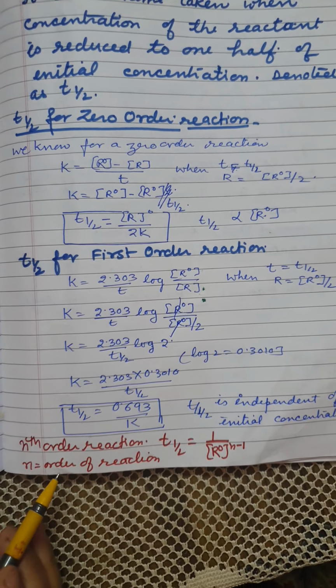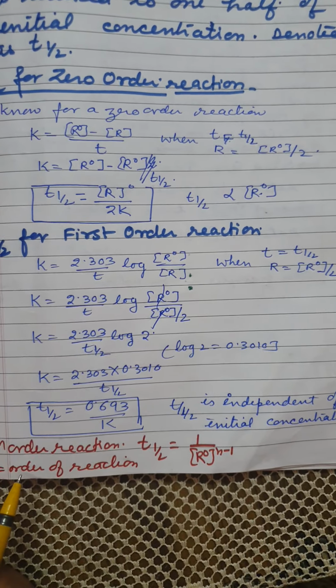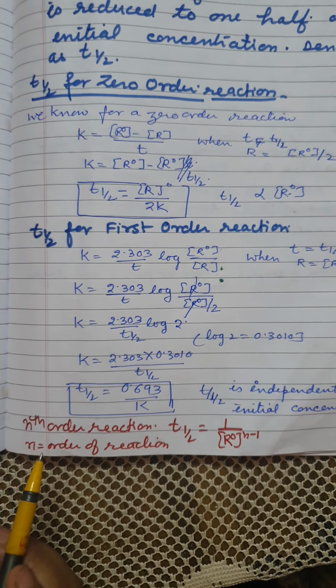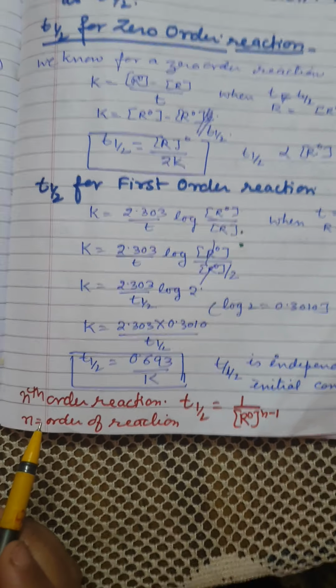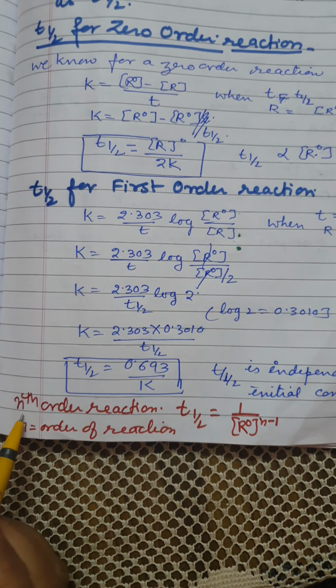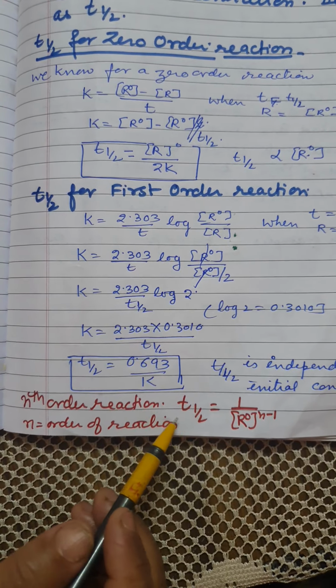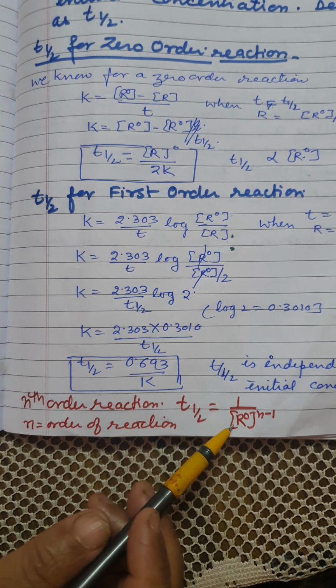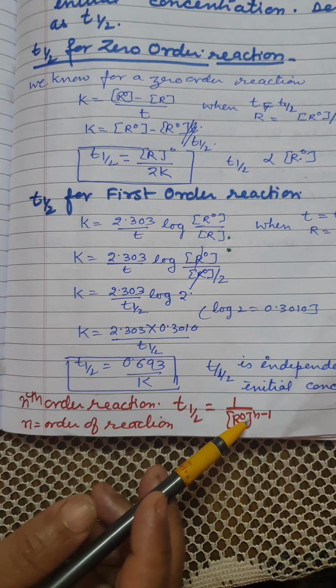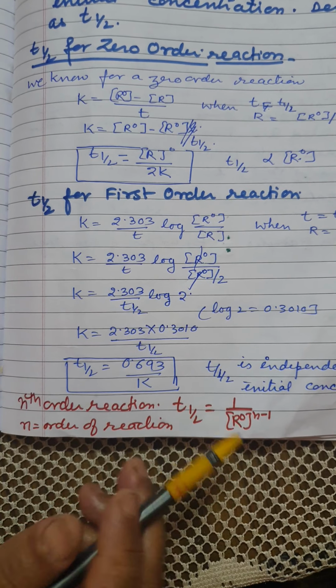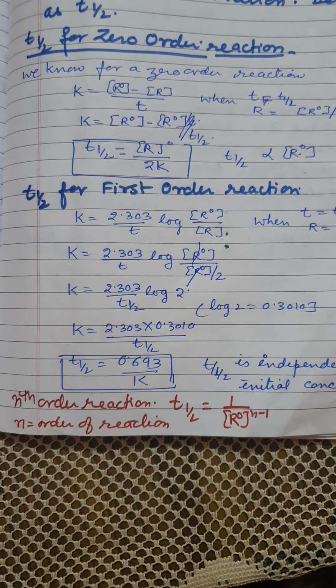This is the characteristic of any reaction, and we can identify the reaction by their T half interpretation. For any nth order reaction, the T half can be written as T half is proportional to 1 upon R0 to the power n minus 1, where R0 is the initial concentration and n is the order of reaction. I think it's clear now.